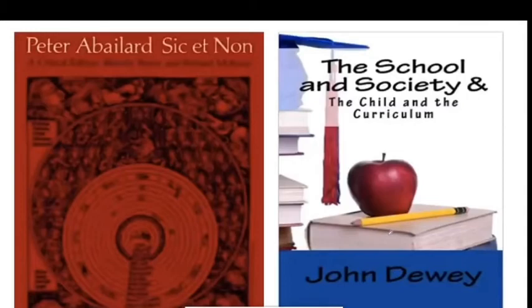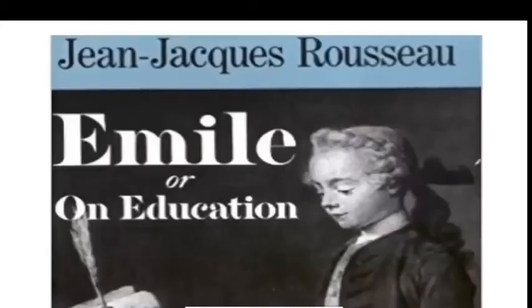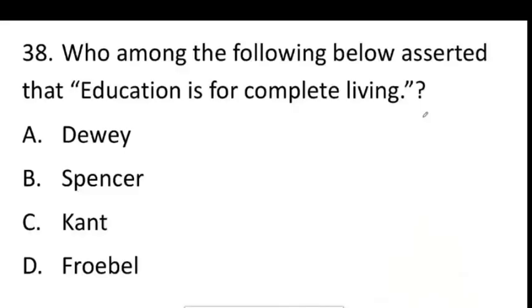Sic et Non, the other choices, Sic et Non was written by Peter Abelard. The School and Society and the Child and the Curriculum was written by John Dewey, one of the most famous progressivists that we have, also called the father of progressivism. And of course, Emile, or on Education, was written by Rousseau. Okay, so Emile was a book written by Rousseau about his son. Okay, so he used his son in his scientific findings, in his scientific investigations. Next one, number 38.